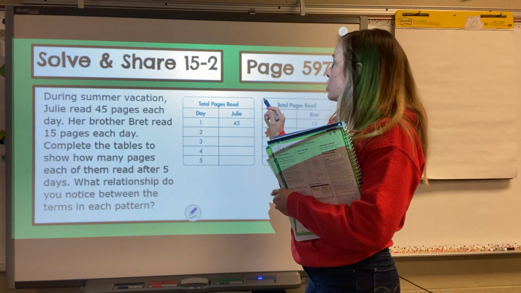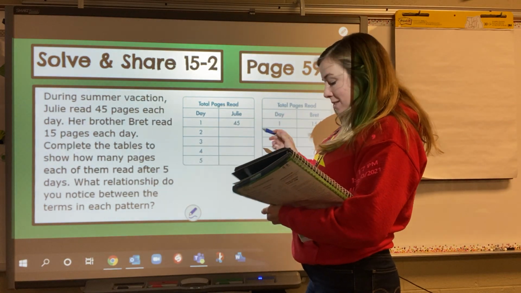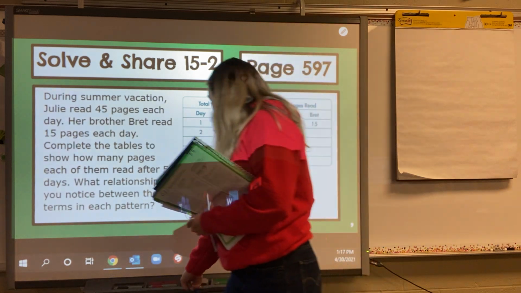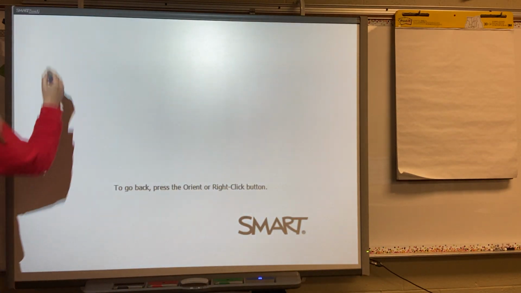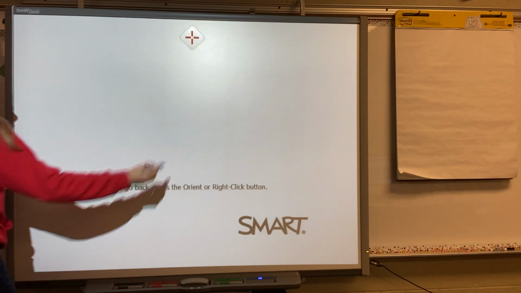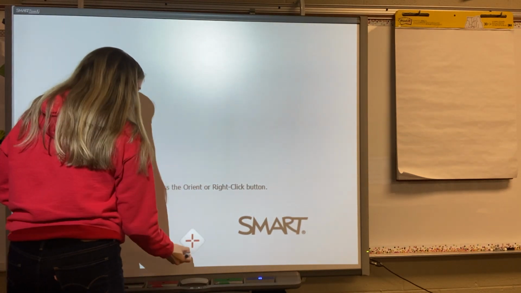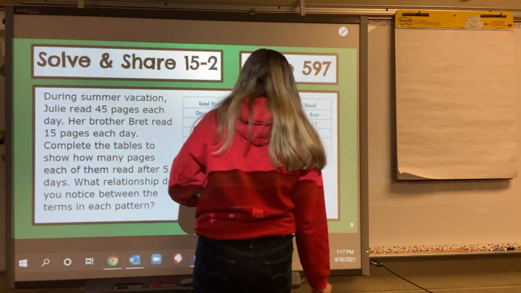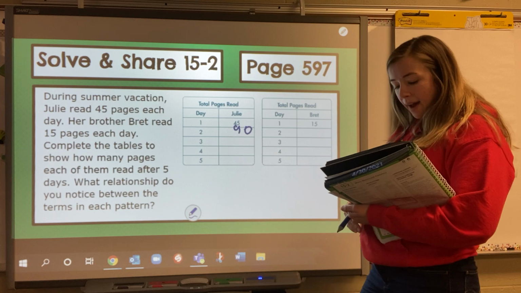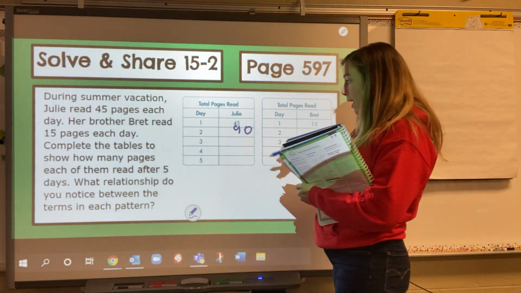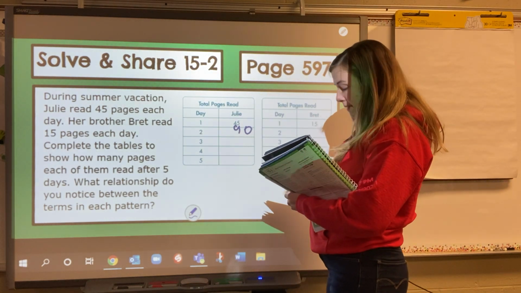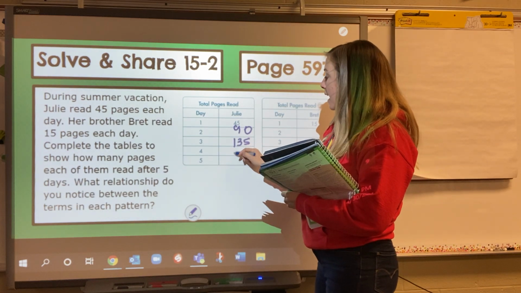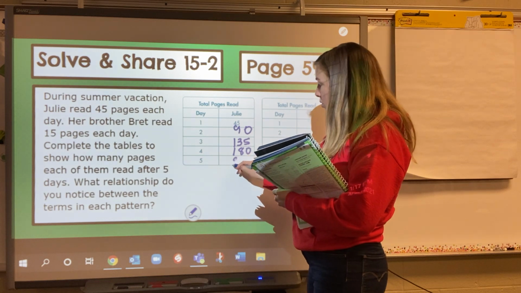So she's reading 45 pages each day. So I'm going to need to add 45 to that. So 45 and 45 is 90. Okay, so when I double it, I'm going to have 90. If I triple it or do 45 plus 45 plus 45, I would have 135. And then beyond that, 180 and 225.